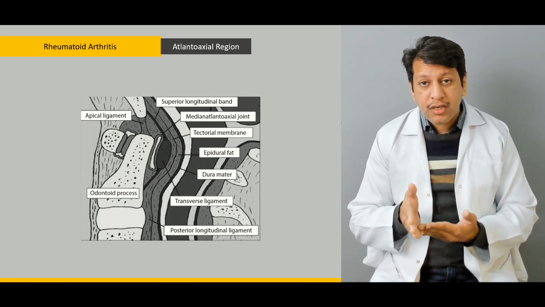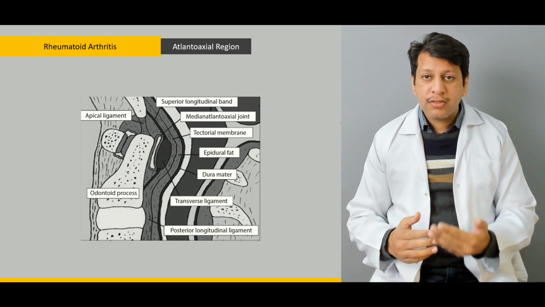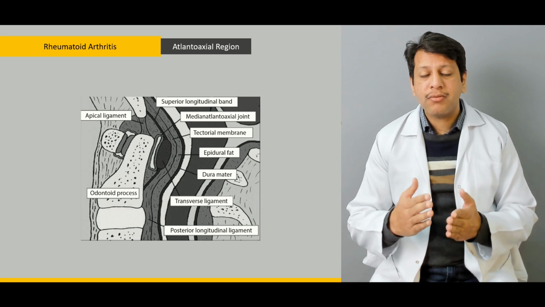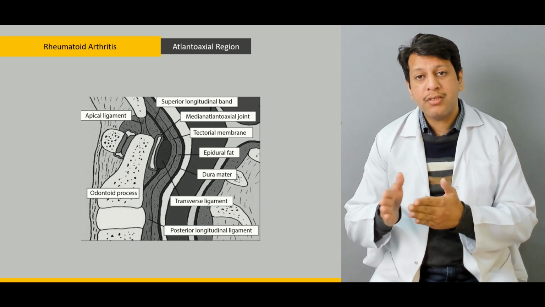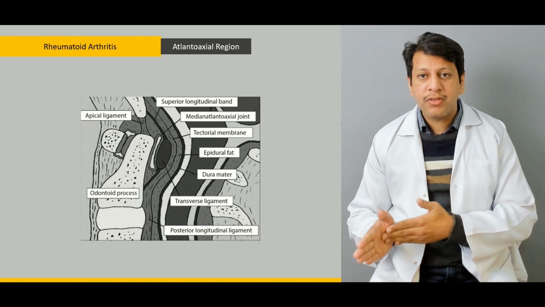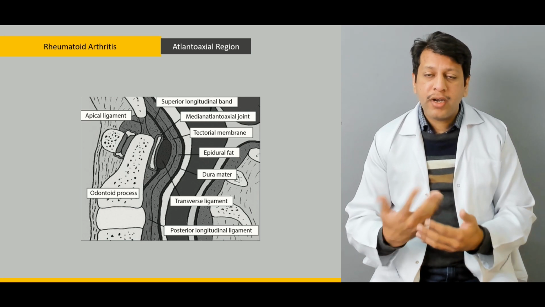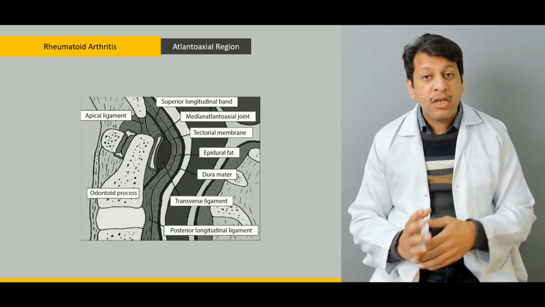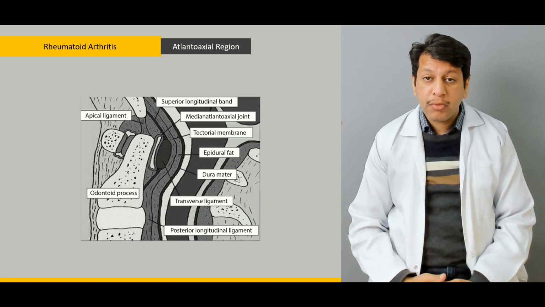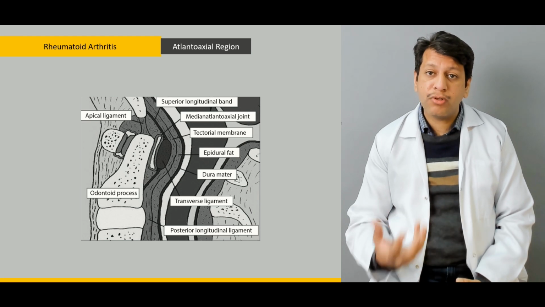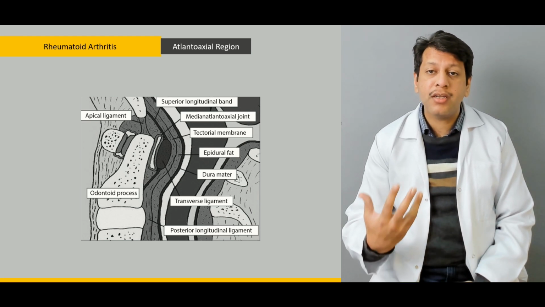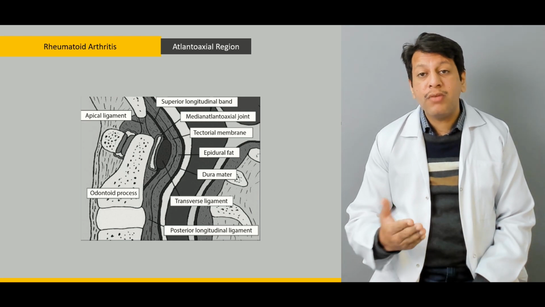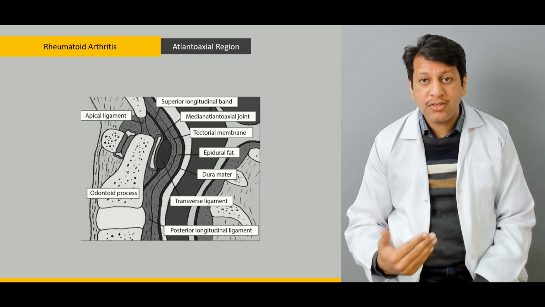Once the destruction starts and the bone has been eroded, there is weakening of the bone, and this increases the strain on the ligaments and tendons. When it affects other joints, this may lead to tenosynovitis and tendon ruptures. But when it comes to the cervical spine, the pannus formation happens in the subaxial spine or the atlantoaxial part, and most commonly the joint involved is C1-C2, the atlantoaxial joint.